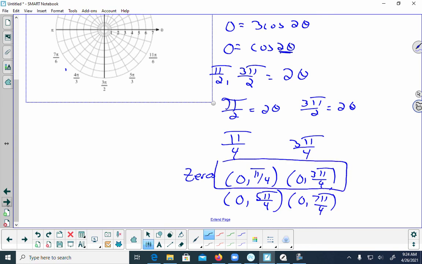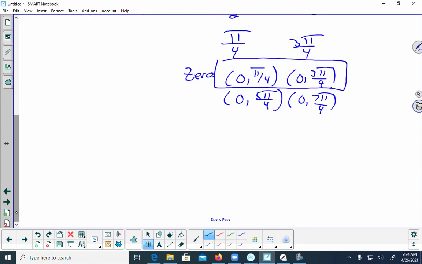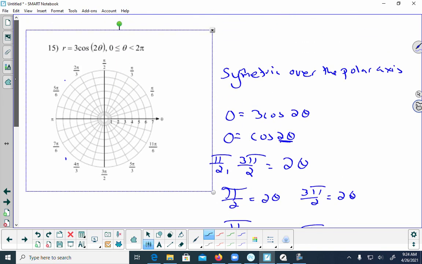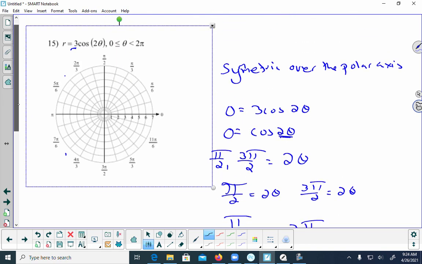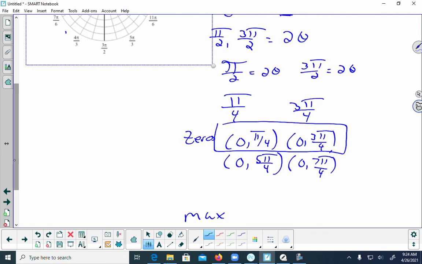Then, that answers the next question, and then it wants to find the max and the min. So I'm going to ask myself, well, it's a rose curve, so my max is going to be whatever number comes out in front. So my max in this case is going to be 3. My min, I don't think it asks, but my min will be negative 3.